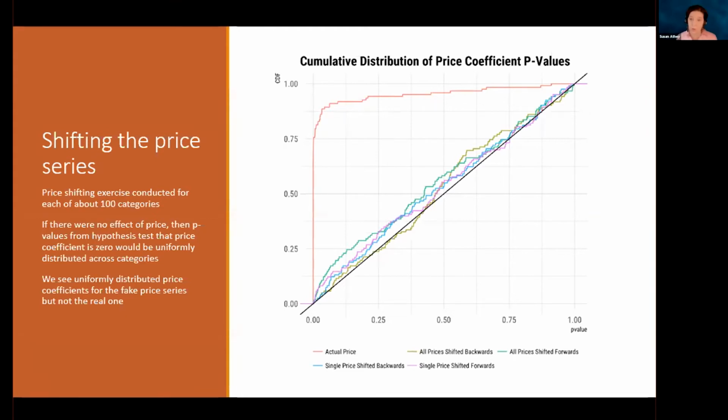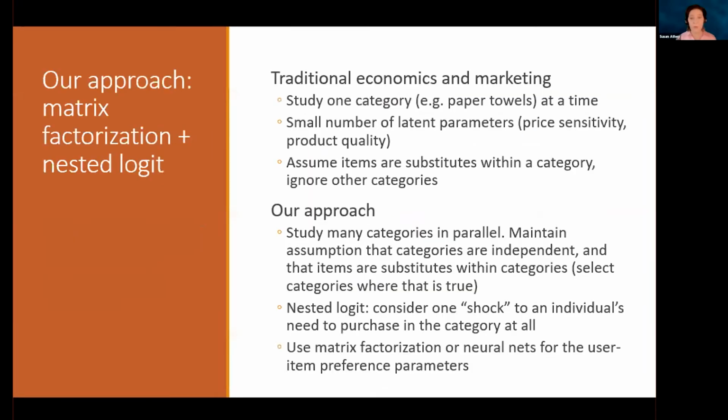I'm now going to show you in a few minutes other ways that we try to validate our model. But first, let me tell you a little bit more about the model. Again, in traditional economics and marketing, you might write your PhD thesis about demand for paper towels or demand for yogurt. You typically have a small number of latent parameters, like you might allow there to be an individual specific price coefficient, maybe one for product quality.